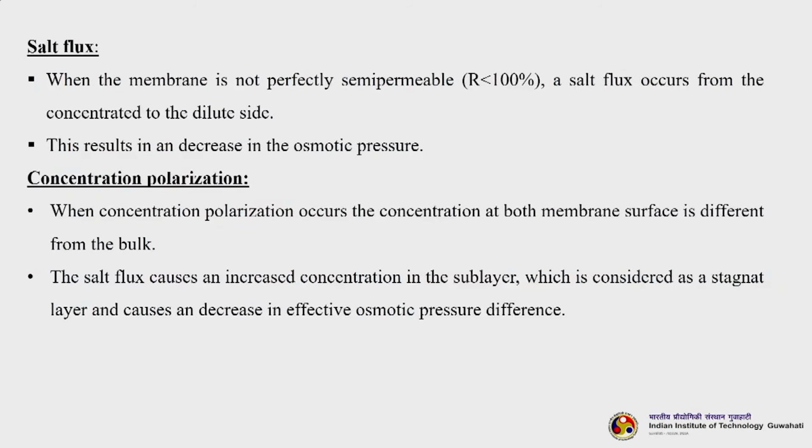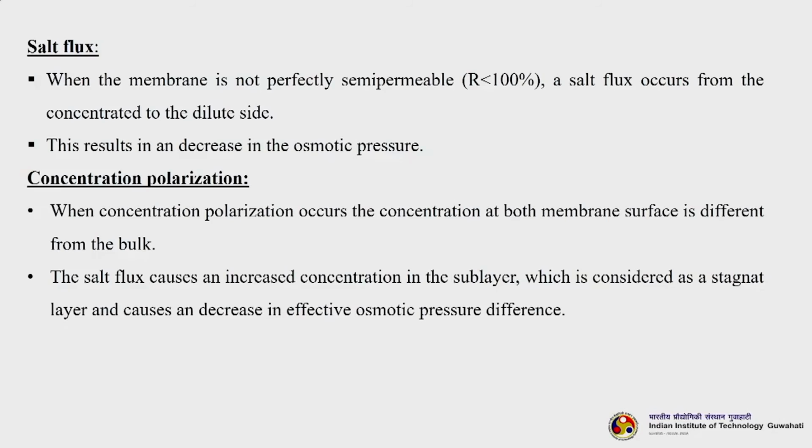Another problems are salt flux and concentration polarization. Salt flux occurs when the membrane is not perfectly semi-permeable, that is, when R is less than 100%. Perfectly semi-permeable membranes are very difficult to make, so usually there is a salt flux; however, most of the time we neglect salt flux, Js, and consider it as 0. Due to the salt flux there is a decrease in the osmotic pressure. When concentration polarization occurs, the concentration at both membrane surfaces is different from the bulk. The salt flux causes an increase in the concentration in the sublayer, which is considered a stagnant layer, and causes a decrease in the effective osmotic pressure difference.